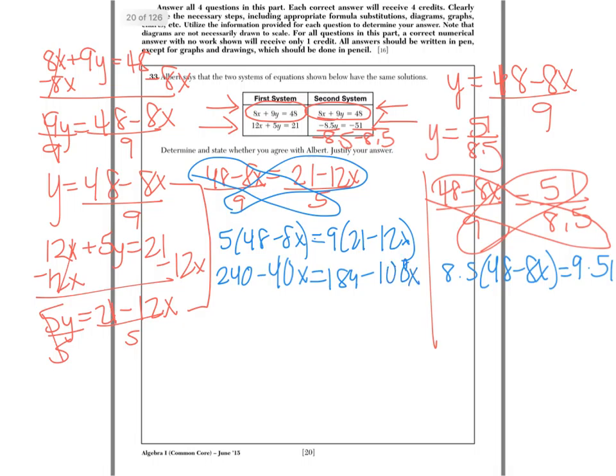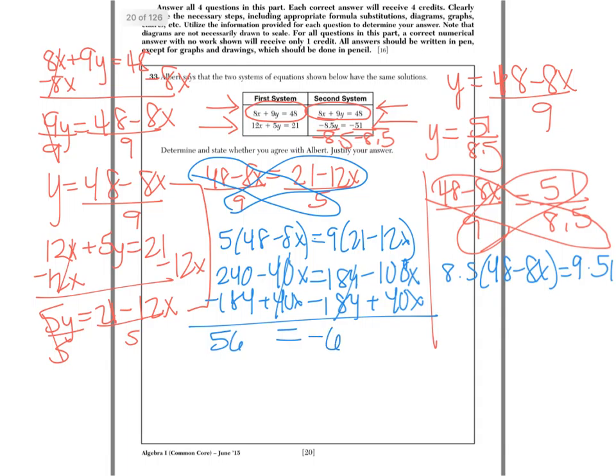108x. Now we're going to go ahead and solve for x. So we're going to get the like terms together. I'm going to subtract 184 from 240 and add 40x to both sides. We get 56 over here, and that's equal to a difference of negative 68x, and we divide out negative 68. And we get x is equal to negative 0.82.